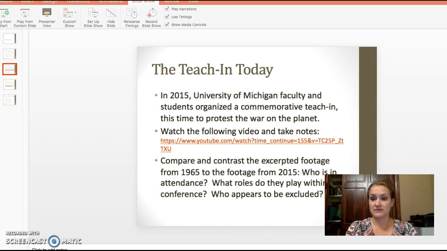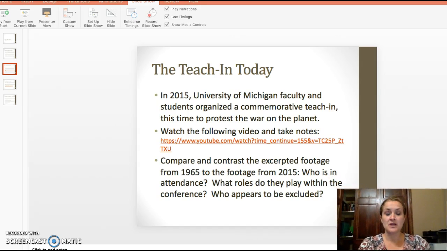Hold on, I can move my floating head so we can see all of this. Think about really just what you see, okay? Who is in attendance? What roles do they play within the conference? And who appears to be excluded? I think if you watch very carefully, you'll come to a couple of conclusions. In the 1965 teach-in, there are really only white men speaking, but you'll notice a co-ed audience made up of both white men and white women.